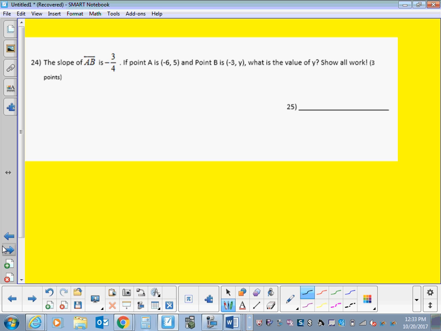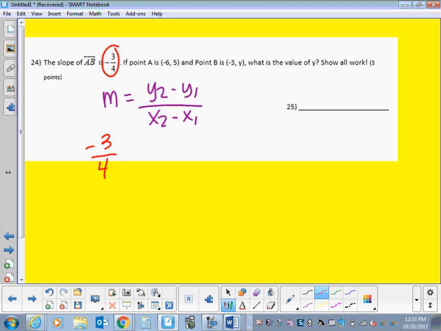The slope of line AB is -3/4. If point A is (-6, 5) and point B is (-3, y), what is the value of y? All right, we're working backwards here. So we have m equals y2 minus y1 over x2 minus x1. Let's fill in what we know. What's my m? They already gave us our m, right? So -3 over 4.